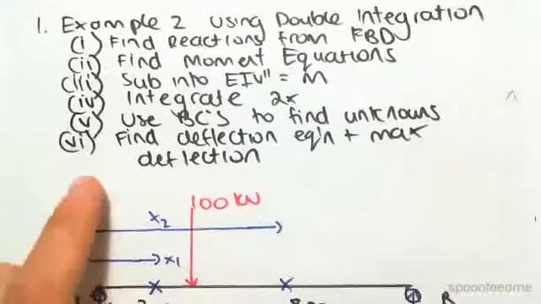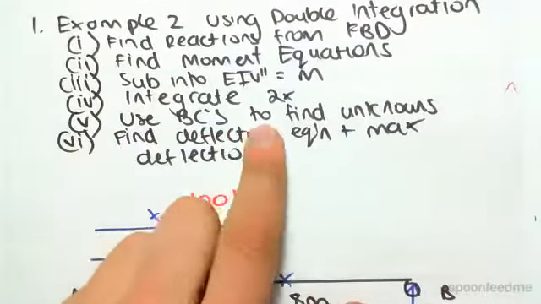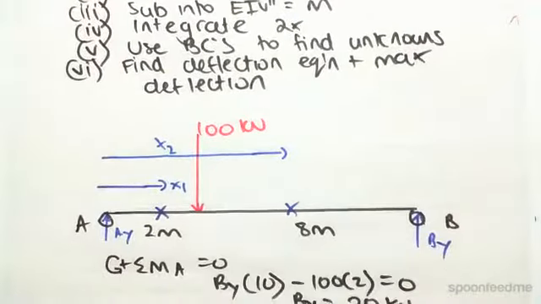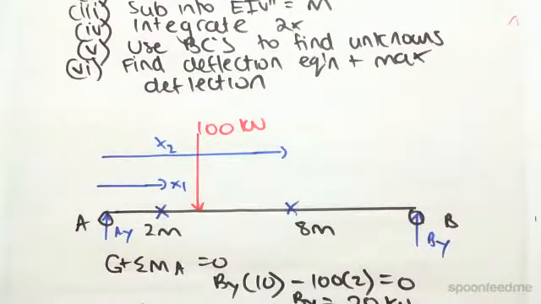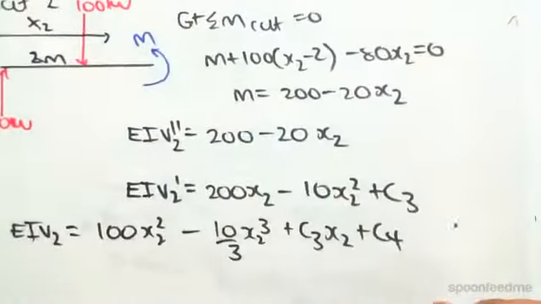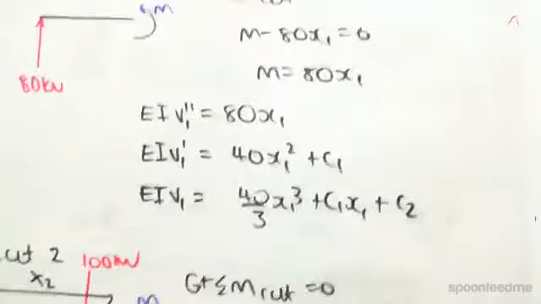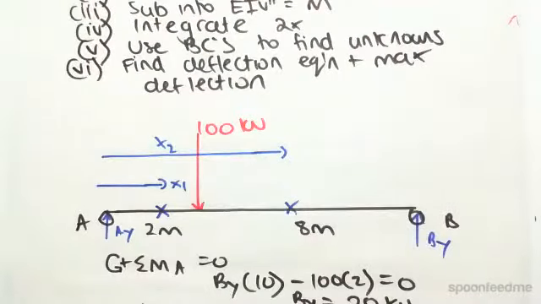Hey guys, I'm continuing straight on from the previous video. So we're now up to using the boundary conditions to find the unknowns. So let's look at our problem. For our problem, we need to have 4 boundary conditions, and the reason is because we have 4 unknowns, C1, C2, C3, C4. We need to establish 4 different equations to solve 4 unknowns.